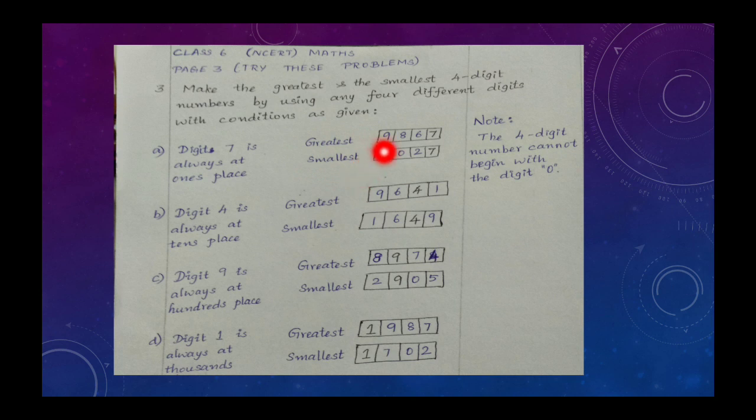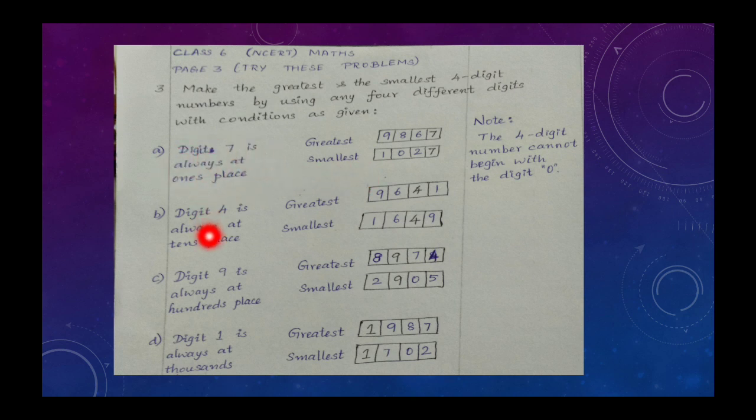Okay, I have written here. This is the example problem given in the textbook. 9, 8, 6, 7 is the greatest number and the smallest number is 1027. See, we have not used the same digits in finding the greatest and smallest numbers. So, you can use any 4 different digits along with this condition.